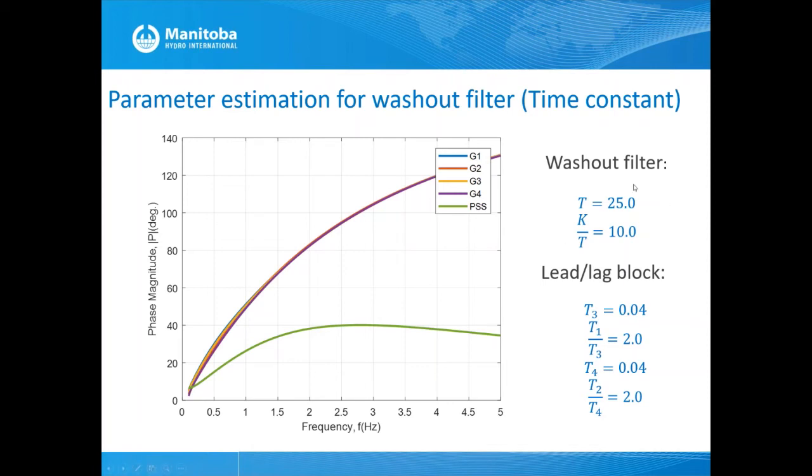Here we are showing the parameters we selected for the washout filter and lead-lag block. The two blocks are identical, and that will provide this phase lead characteristic. You can see the cutoff frequency we chose is somewhere here, so that this phase lead characteristic doesn't go above the lag characteristic, so that we don't do any overcompensation. You have to be careful not to overcompensate. If you do, the system might go unstable because of lack of synchronous torque.